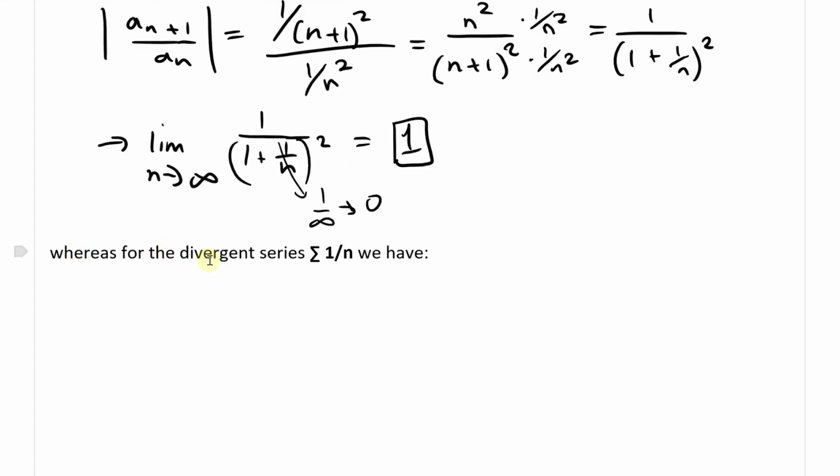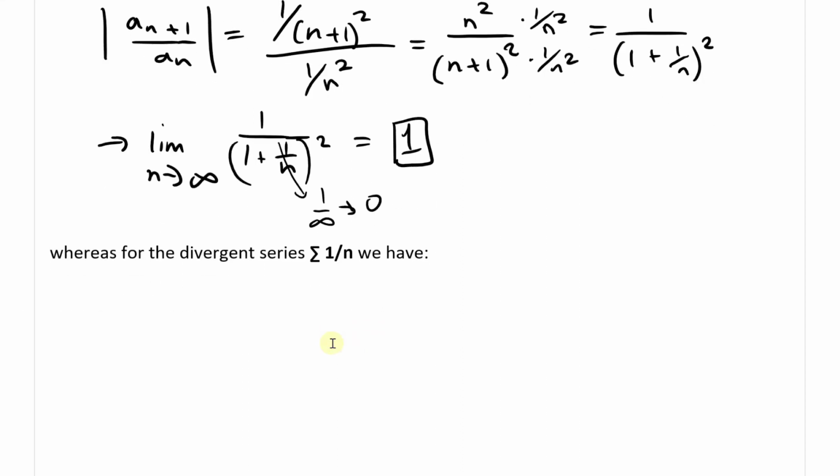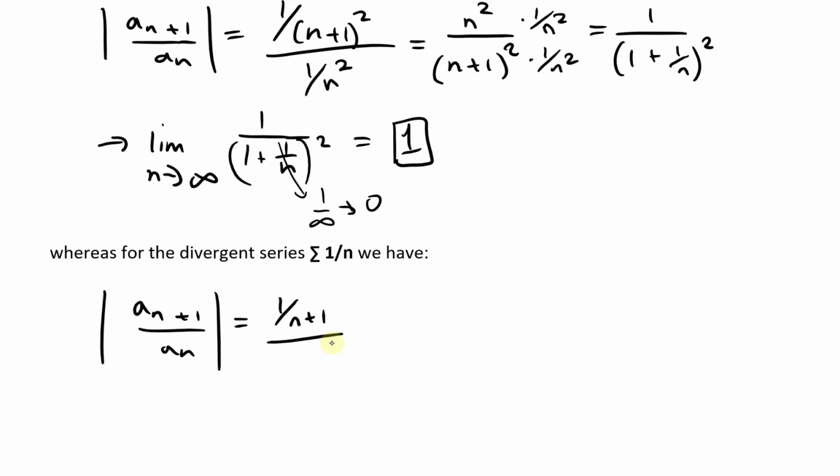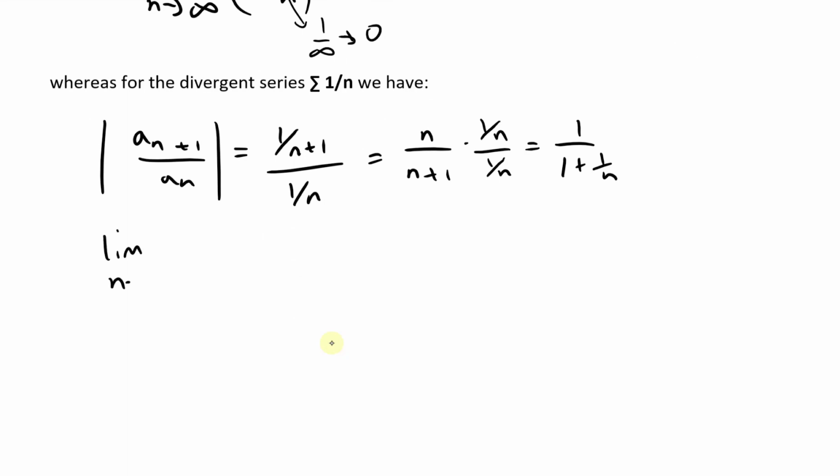Whereas if we look at the divergent harmonic series, the p-series where p equals 1, the summation of 1 over n, we have the absolute value of the ratio a_(n+1) over a_n. This equals 1 over (n+1) over 1 over n. Move this over, so we get n over (n+1). Multiplying top and bottom by 1 over n, the n over n cancels, and we have 1 over (1 + 1/n). Now we take the limit as n approaches infinity of this ratio.